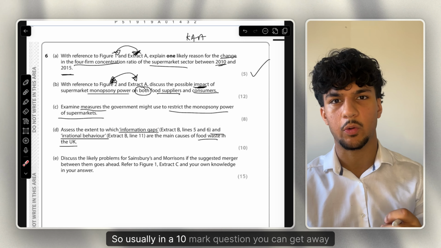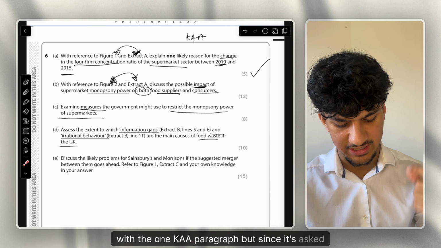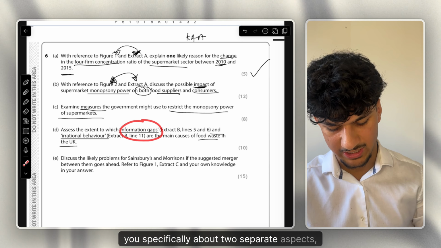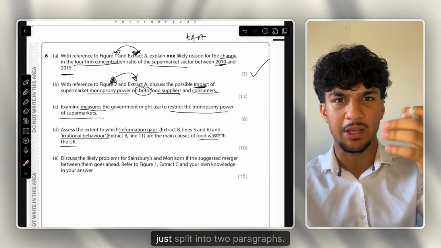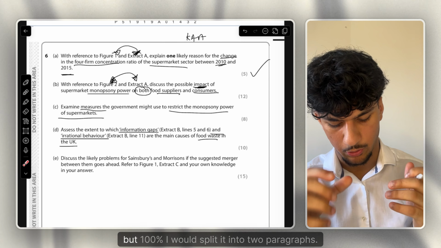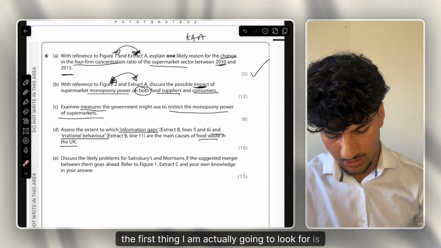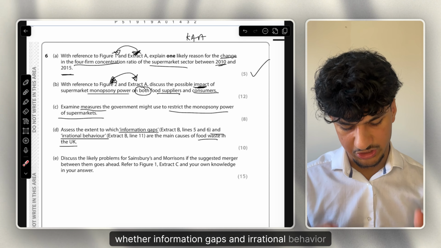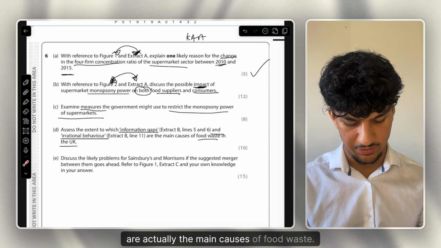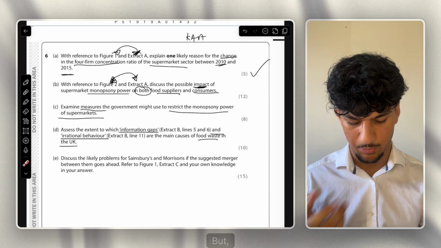So usually in a 10-mark question, you can get away with the one KAA paragraph, but since it's asked you specifically about two separate aspects, I would make sure to split into two paragraphs. Of course, you don't need to go as detailed since you're doing two paragraphs, but 100% I would split it into two paragraphs. Now, just reading the question, the first thing I am going to look for is whether information gaps and irrational behaviour are actually the main causes of food waste, because it says assess the extent, so that kind of maybe tells me it's not, but it could be.